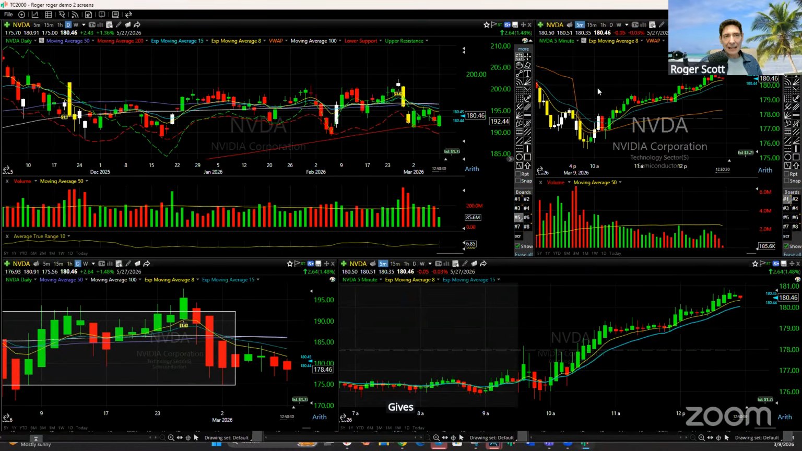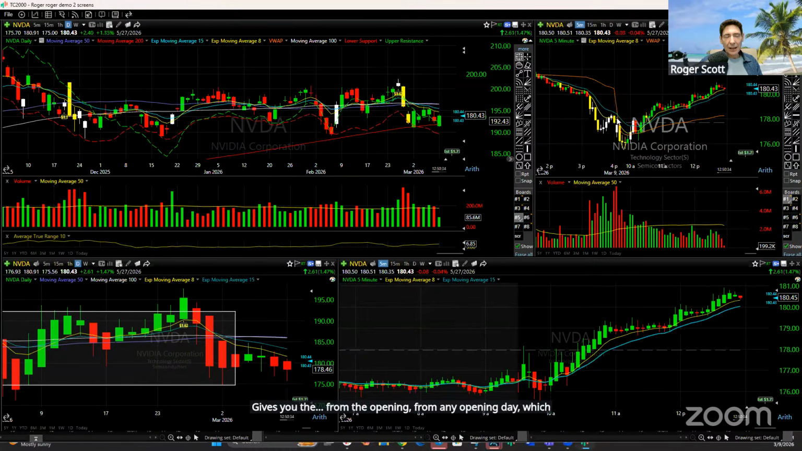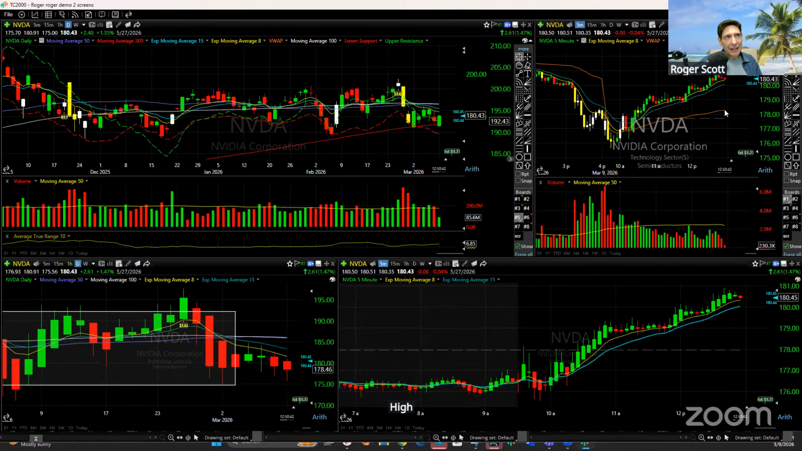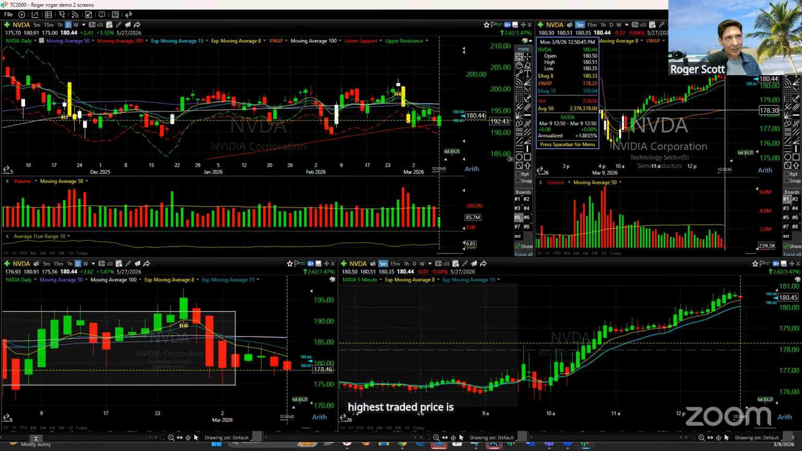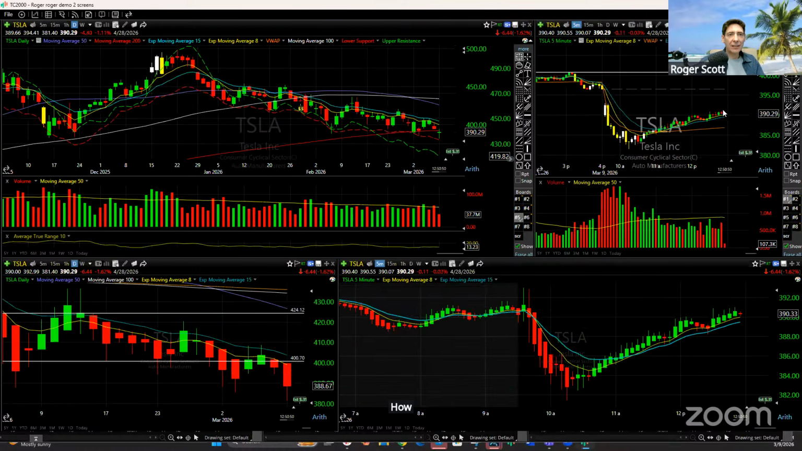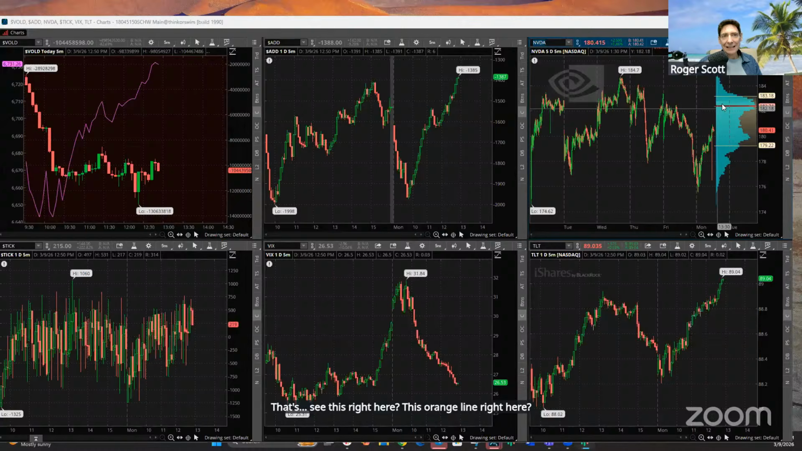From the opening of any day, which would be today, it tells you exactly what the opening price was and what the highest traded price is. Right here. How about Tesla? Right here. See this orange line right here? That's this, except this is 5 days. This is 2 day.